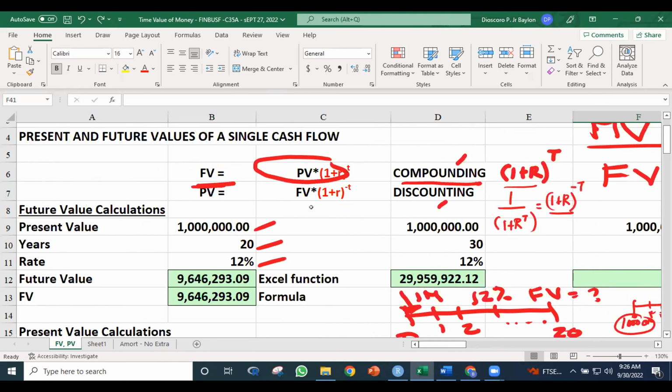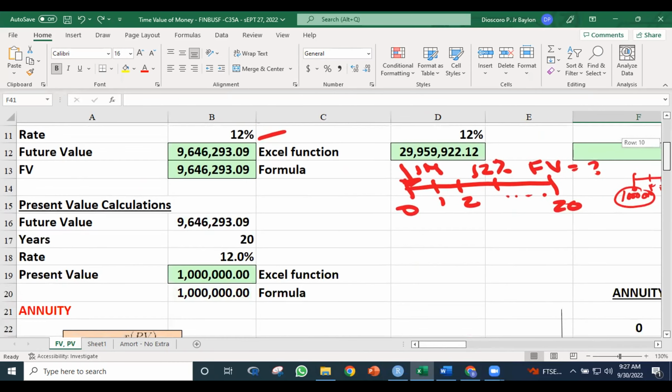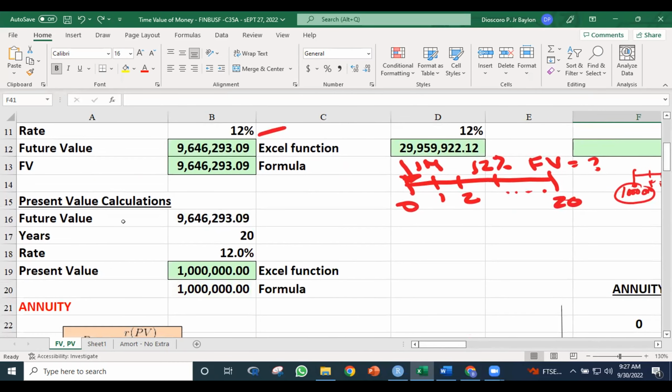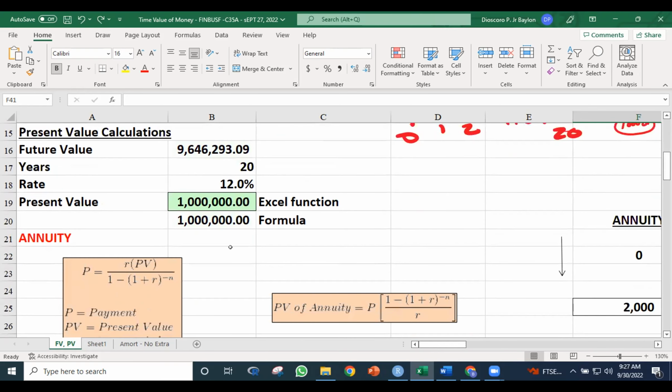Okay, if you want to get the present value of a single cash flow or a stream of cash flows, then you discount it. Getting the present value means you're discounting. That's a process called discounting. And so far we have learned how to use Excel to compute for the present value and the future value. To compute for the future value, we use the FV function, and for the present value, we use the PV function.